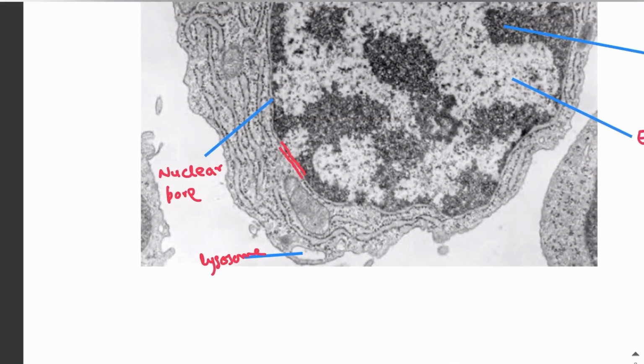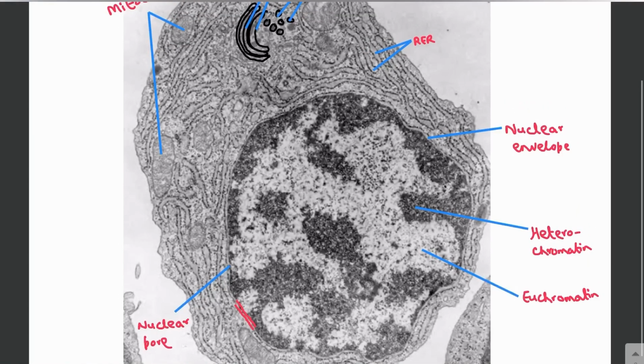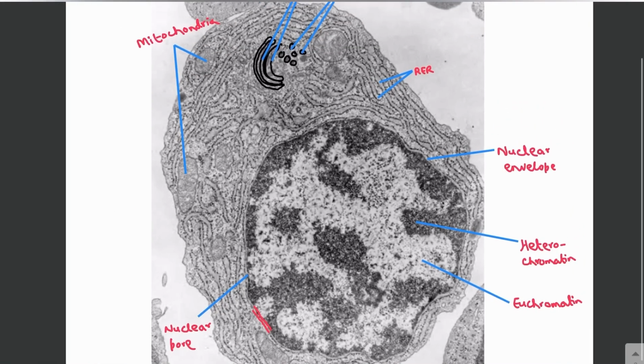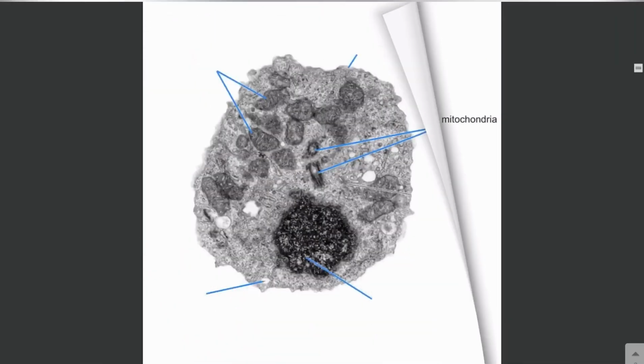Guys, lysosomes can appear dark as well. Lysosome can appear lighter or darker under the electron microscope, right? So we can see mitochondria, we can see the nucleus, we can see the lysosome, the RER, right? Let's move on to the other electron micrographs.